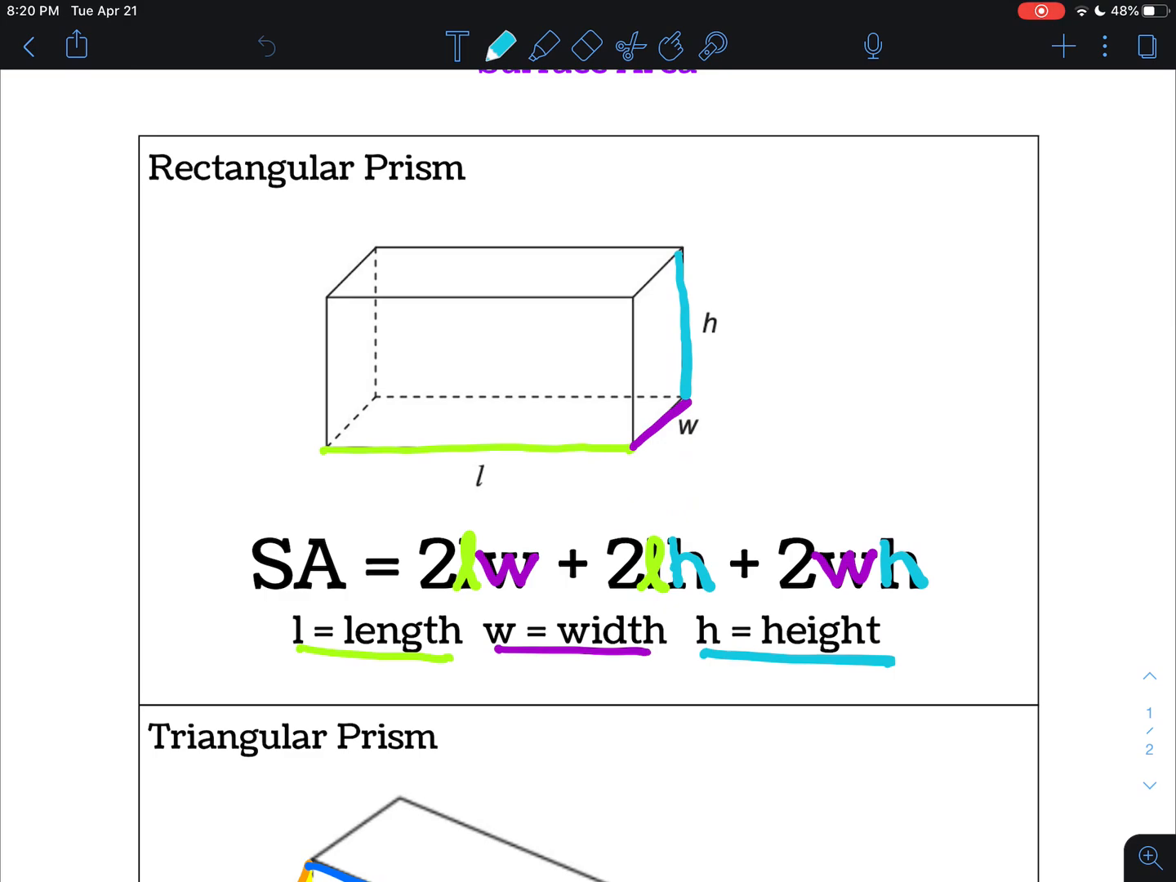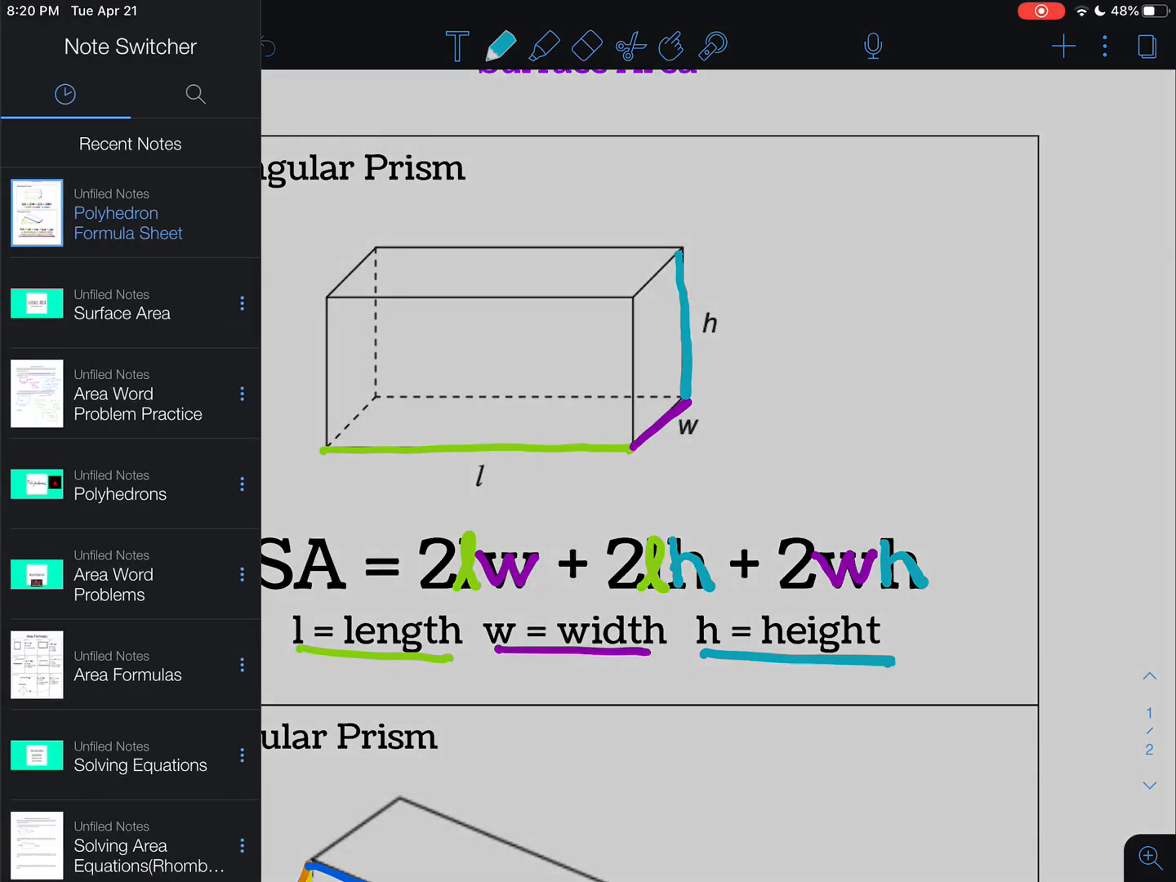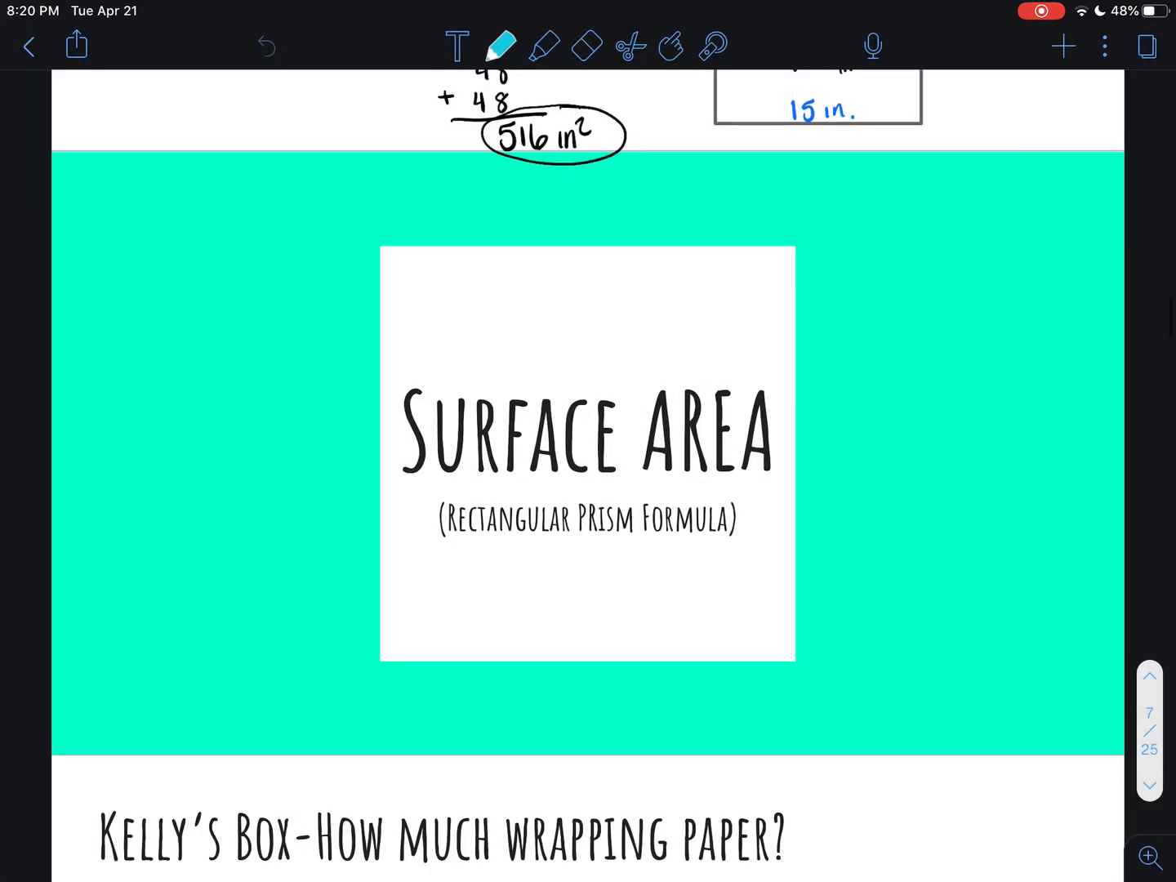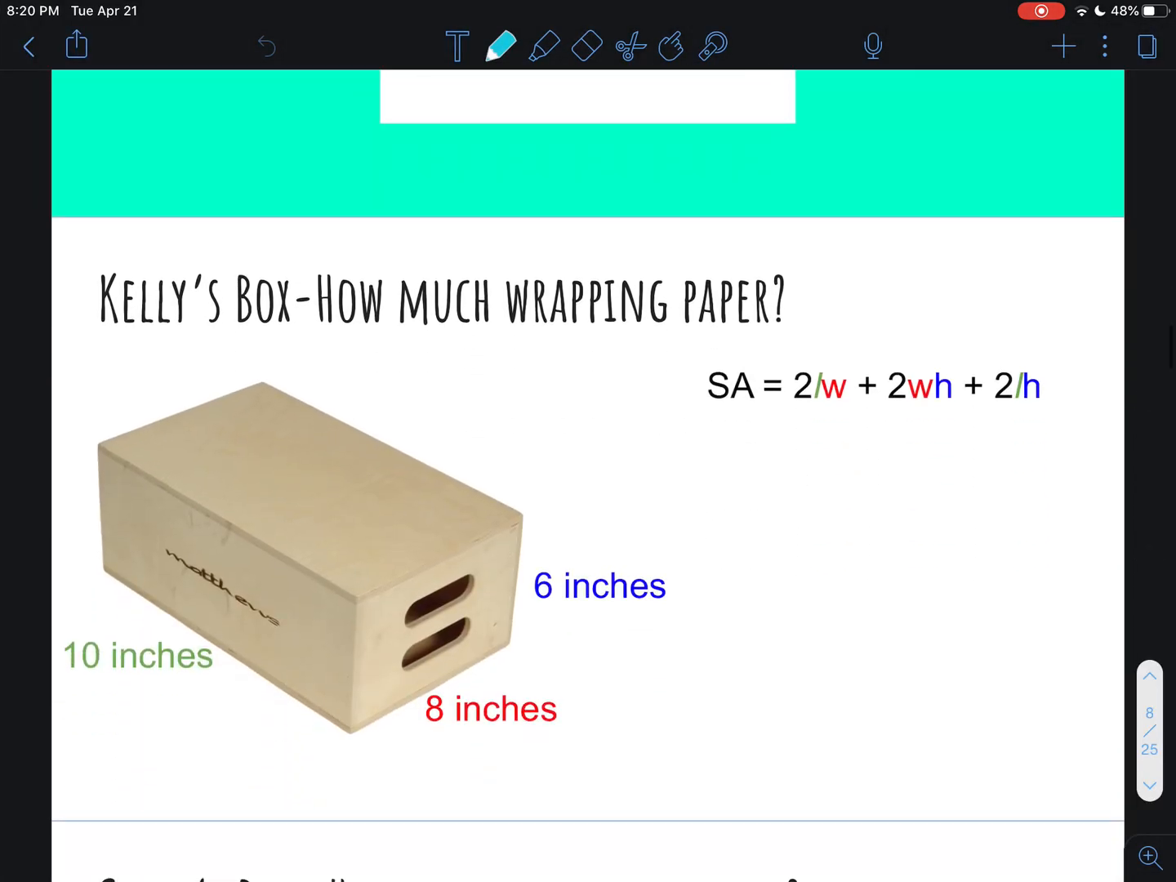So the formula is surface area, that's what SA stands for, equals 2 times the length times the width, plus 2 times the length times the height, plus 2 times the width times the height. The 2 comes from, these are actually the two congruent sides. So the length times the width gives you the bottom and the top, and that's why we're multiplying it by 2. So you're going to use that formula today to figure out surface area of rectangular prisms.